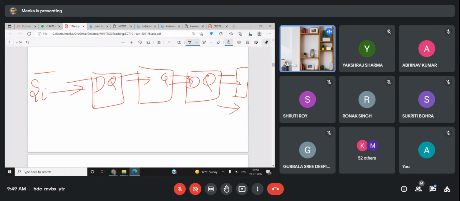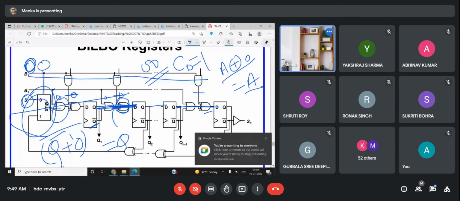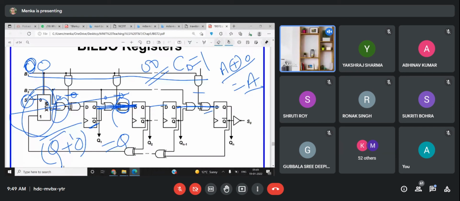So what is this? Can I say this is a shift register? Yes or no? Yes, ma'am. समझ में आ गया? Okay, now likewise, let us have a look at the another mode. हाँ बोलो, कुछ पूछना है? Somebody wants to ask something? No? Then let's proceed.